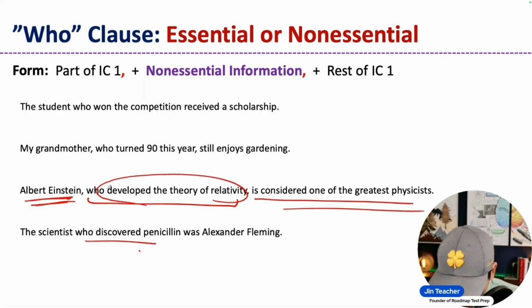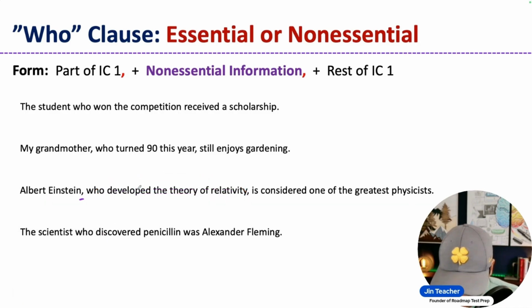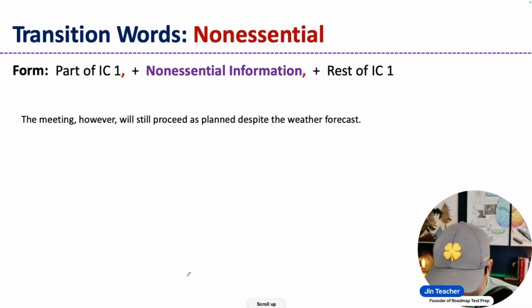Plus, we also know that the sentence is still clear because Albert Einstein is singular, so we know it's him that the sentence is referring to, okay? That's why we know that this is going to be non-essential, which means that we put commas around it. You see that comma here that begins the non-essential information with the who, and then this comma here right before the verb ends or closes the non-essential information. So that's going to be for the who clause. Guys, we only have a couple more to go before we're done.